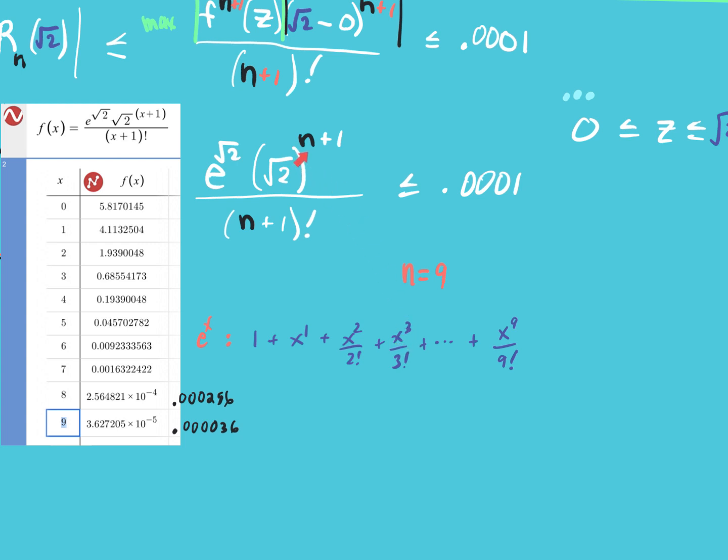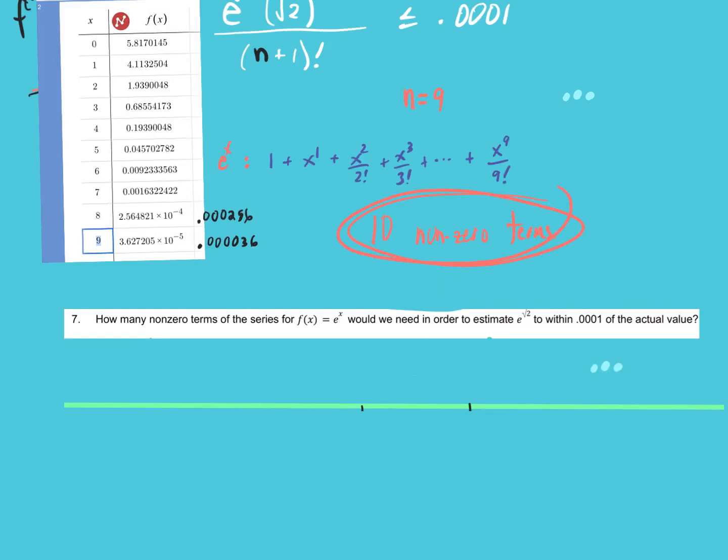So if our biggest degree n of the used term, this is the neglected term, is n equals 9, then there'd be 9, 10 terms. There are 10 non-zero terms required in order for this estimate to be within 0.0001 of the true value. How many non-zero terms for this series would we need in order to estimate this expression to within 0.0001 of the actual value? We would need 10 non-zero terms.